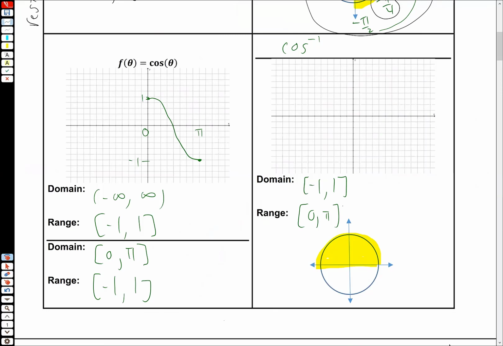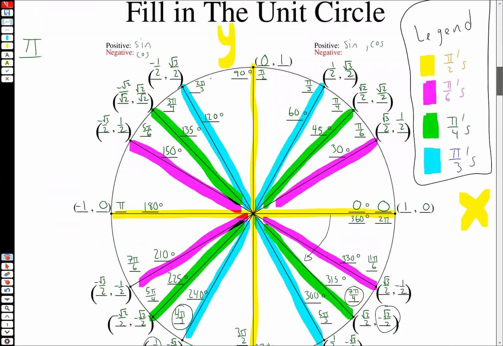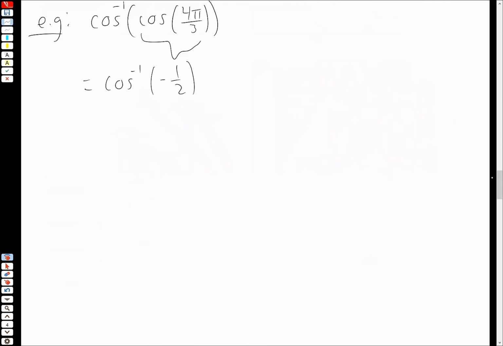But remember, cosine inverse only outputs angles between 0 and pi. So what's an angle between 0 and pi that would give us an x-coordinate of minus 1/2? Let's look at our unit circle. What's an angle between 0 and pi here that will give us an x-coordinate of minus 1/2? And notice we have one right here at 2 pi over 3. So cosine inverse of minus 1/2 is really 2 pi over 3.